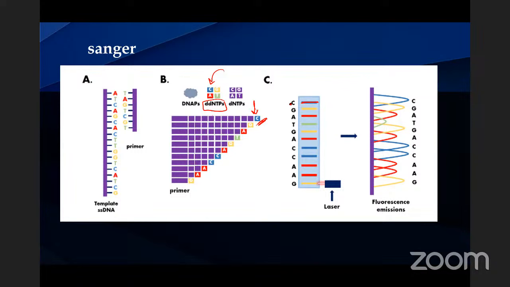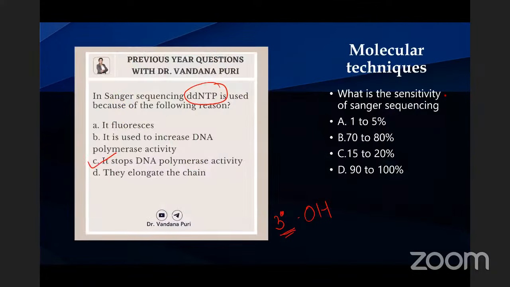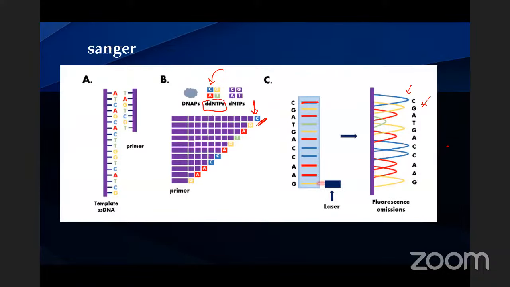So we make a template and we tag every ddNTP with different colors, like C's with blue, G's with yellow, A's with red, T's with green. So wherever we get that blue color, we know that C is there. Wherever we get yellow color, we know G is there. So like that, we can make the whole sequence with the help of Sanger sequencing. Okay, so remember, you require at least 15 to 20% abnormality to be there, then only Sanger sequencing can pick up the defect. So the sensitivity of Sanger sequencing is 15 to 20%.